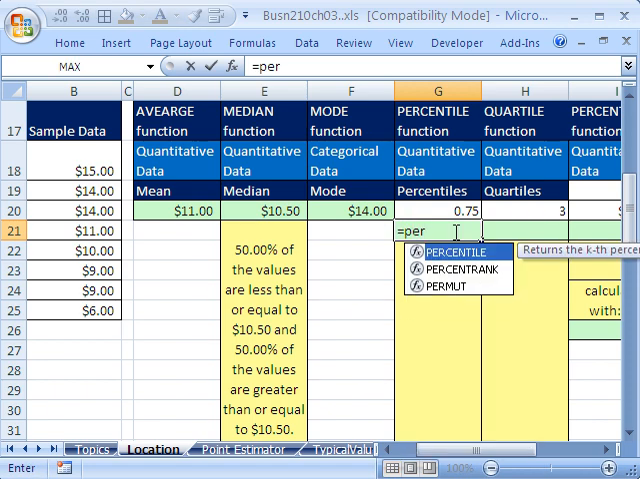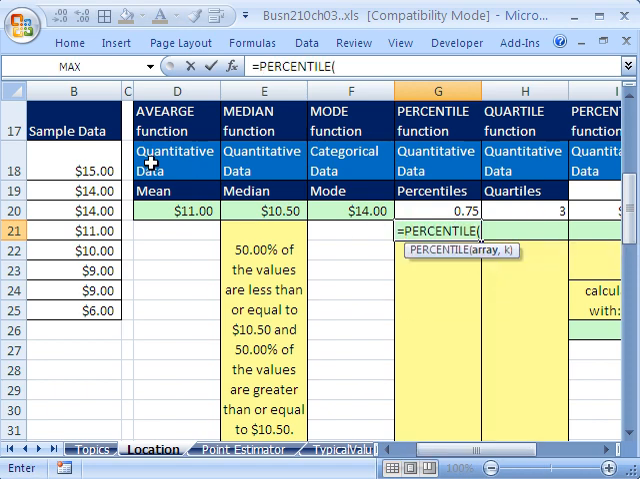Equals percentile. It wants the array. And note there's a K here. This is different than the textbook by hand method. And we'll look at an example later, and we'll compare Excel and the by hand method. This K does not need a 75. It needs a 0.75. Remember, that's the number that can be represented by the formatted version 75%. But that's how you use the percentile function.